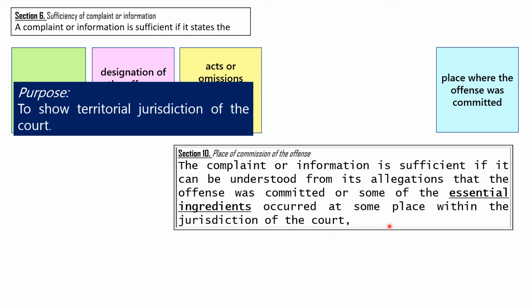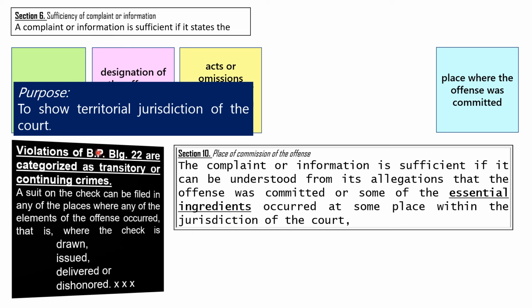Let me just give you an example of this, some of the essential ingredients. Common to sa violations of BP bilang 22. Remember that your violations of BP bilang 22 is categorized as transitory or continuing crimes. Therefore, maraming court ang pwedeng mag-acquire ng jurisdiction. A suit of BP bilang 22 can be filed in any of the places as long as the element of the offense occurred in that place.